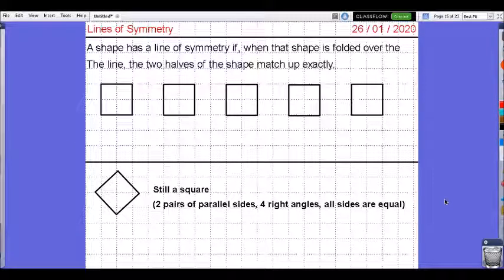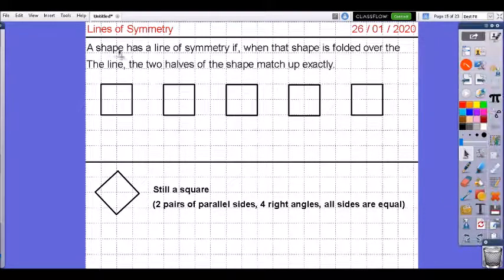And now with the new lesson about lines of symmetry. It says here that a shape has a line of symmetry if, when that shape is folded over the line, the two halves of the shape match up exactly. And this is exactly what we tried today in class when we had that rectangular piece of paper.